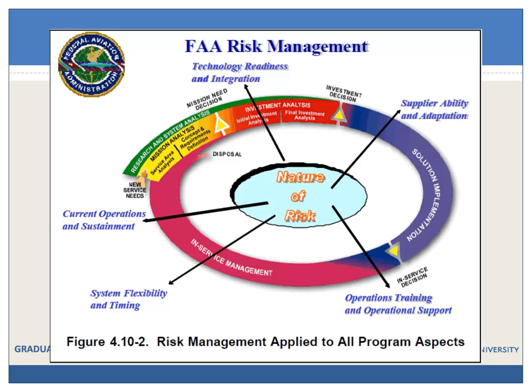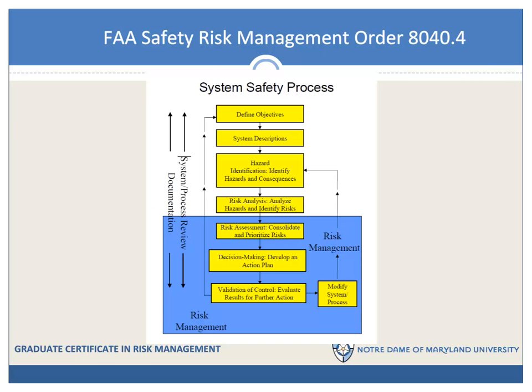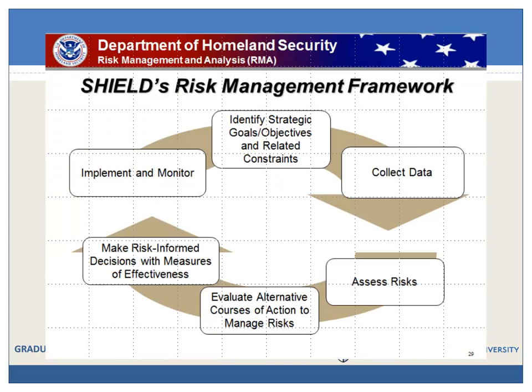Here is a model used by the Federal Aviation Administration of the United States. Here is another FAA model. It is not at all uncommon to see different models used by the same agency. The United States Department of Homeland Security uses another version of a circular model. The circle or cycle tends to depict the iterative and ongoing nature of risk management.